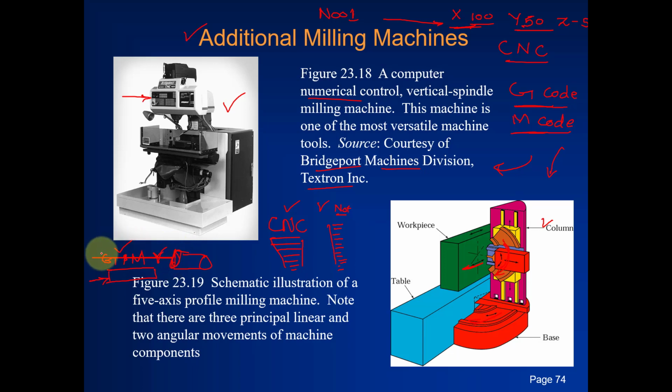And in this type of method, if you are weak in programming, you can easily generate the G code and M code with the help of software. But again, you must have sufficient knowledge about that module of CNC programming in the CAD software.